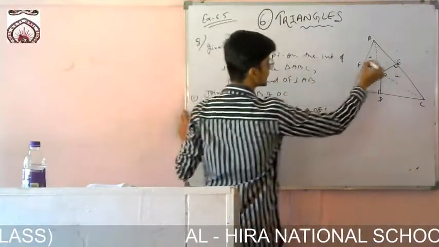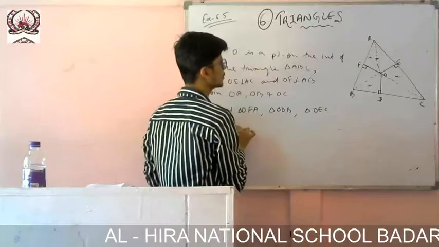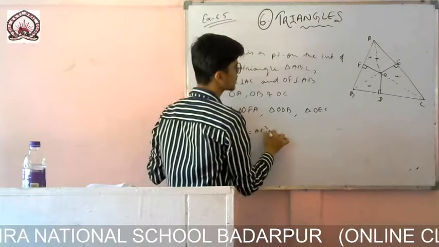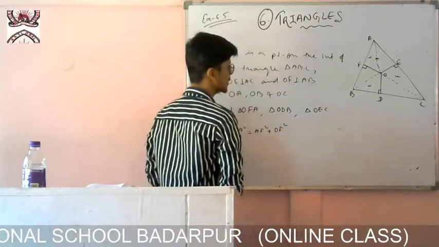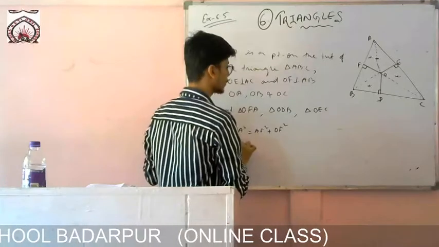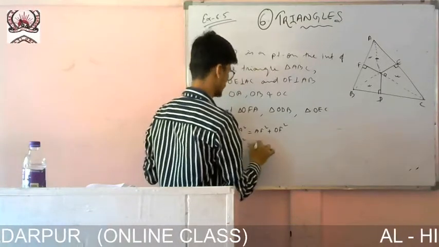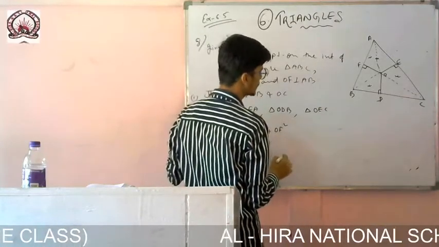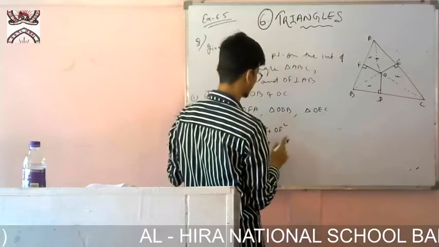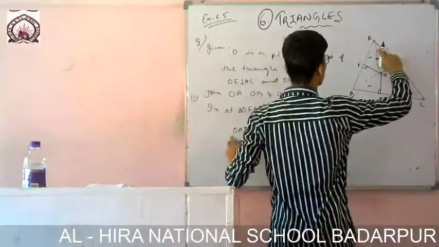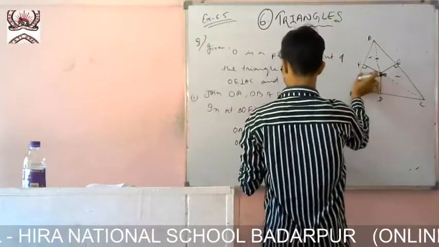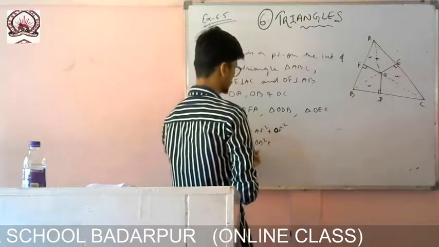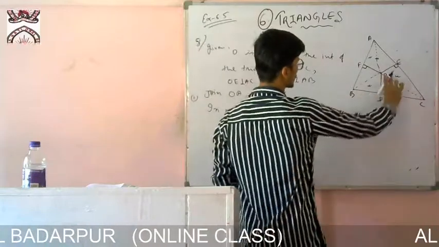For the first one, this will be the hypotenuse. So OA square is equal to AF square plus OF square. Then the next one, OB square is equal to BD square plus OD square.